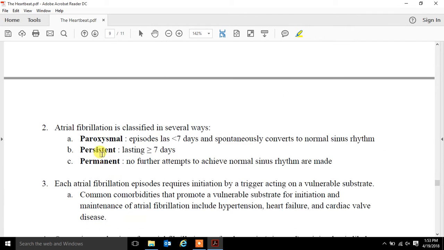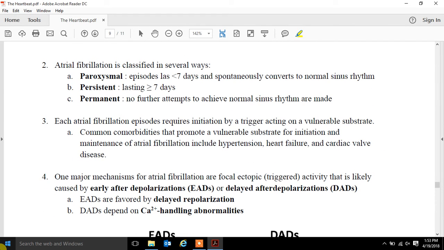Just to give you a little bit more background, we can classify it in a variety of ways: paroxysmal, persistent, and permanent, and that's just based off the duration in which you have the symptoms or the AFib response. There is remodeling, and we could go over this for days, but we're not going to do that in this particular class.